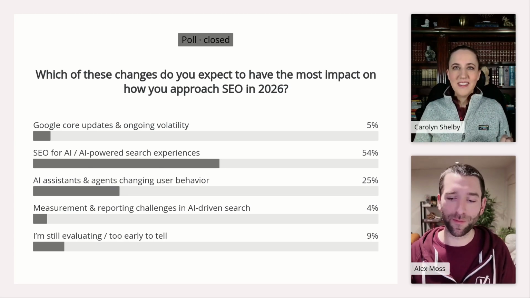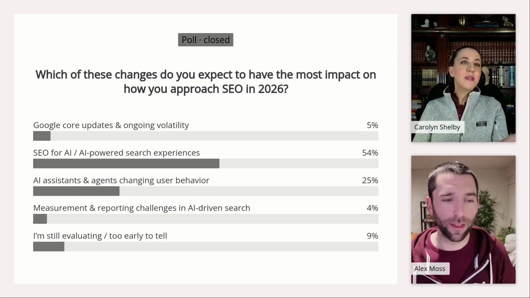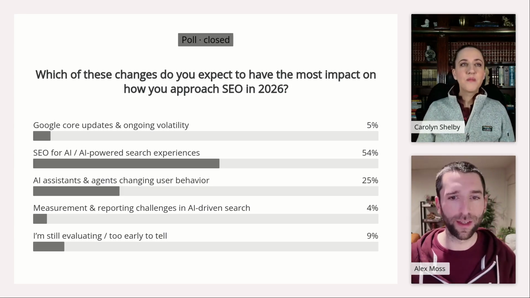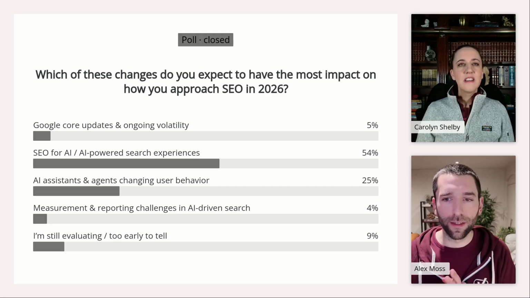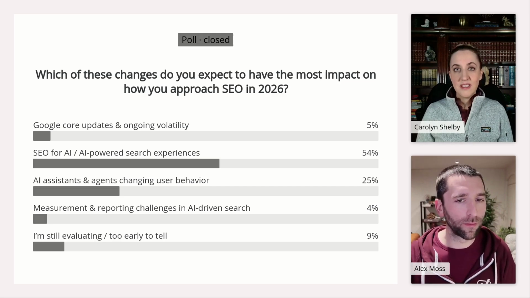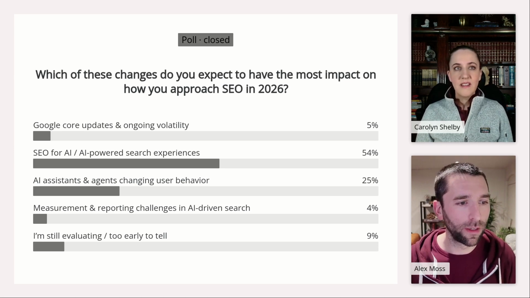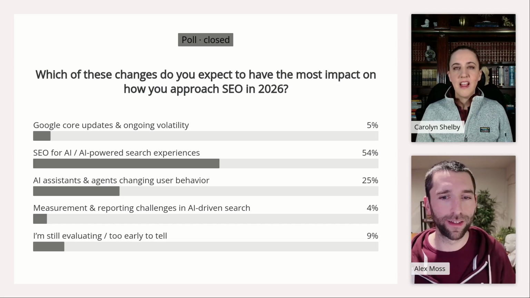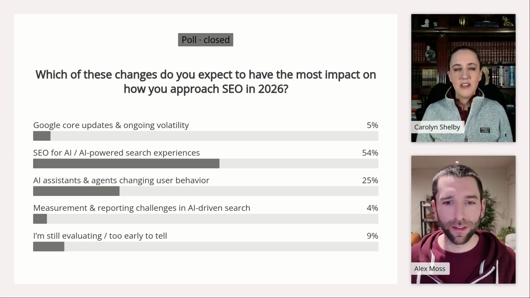I find these to be expected. It is interesting though that there's less than 10% of the people that think it's still too early to tell. So the decision seems to firmly be that SEO for AI is going to be the big differentiator.